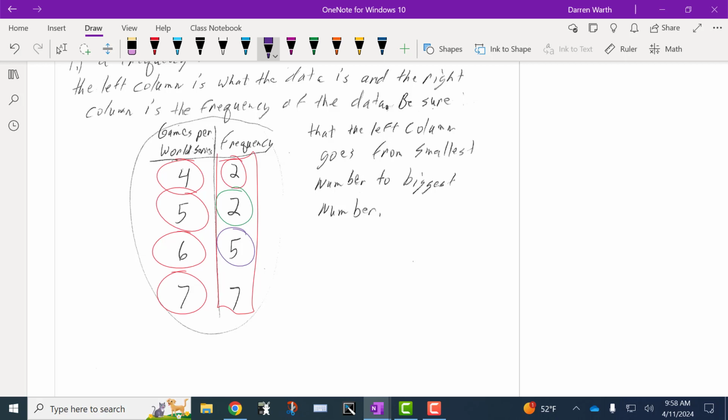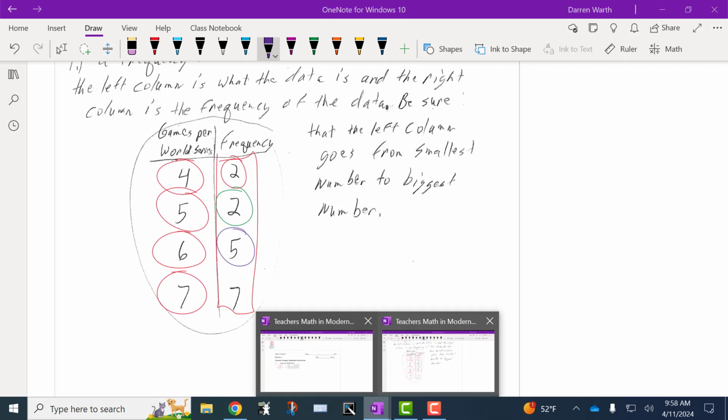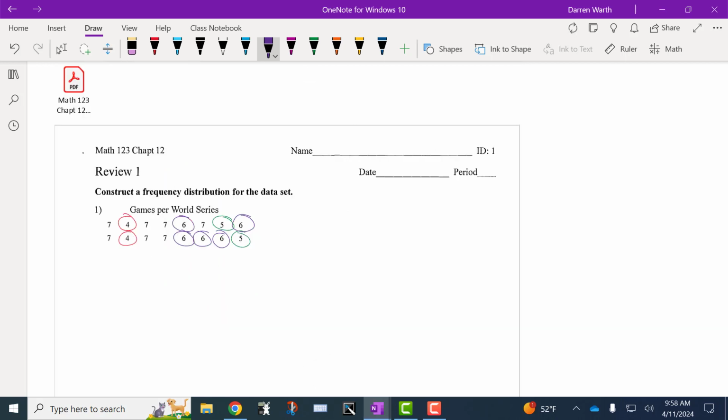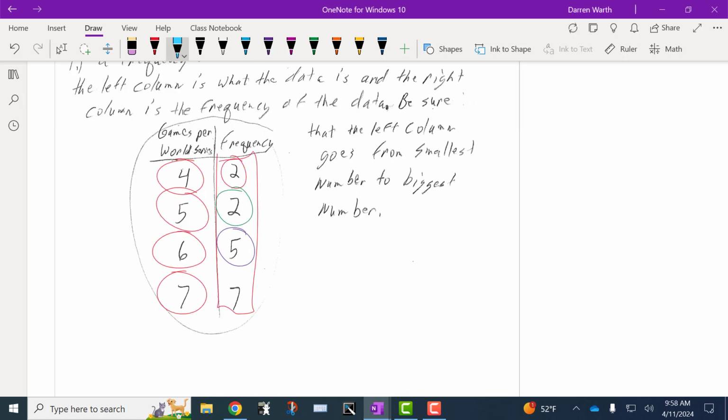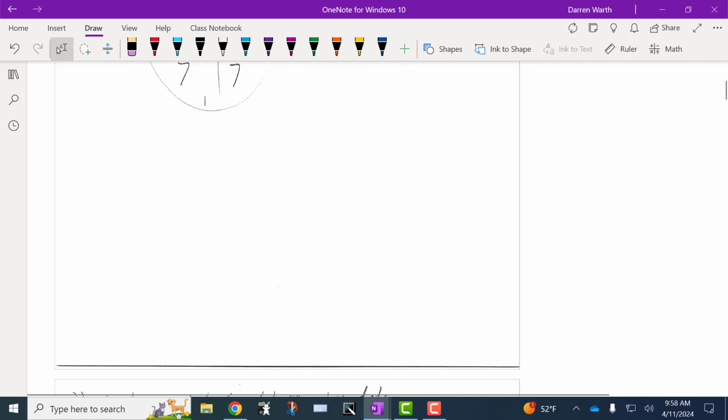I'm going to go ahead and count up my 7s. So going back to my data and counting up the 7s, it looks like I've got 1 7, 2 7s, 3 7s, 4 7s, 5 7s, 6 7s, and 7 7s. So on my frequency distribution chart, right next to my 7s, I'm going to write 7. And that's what your frequency distribution chart is going to look like, and that is the answer to number 1.